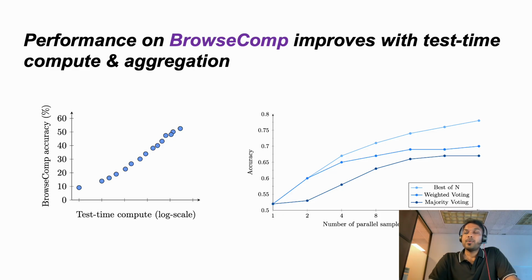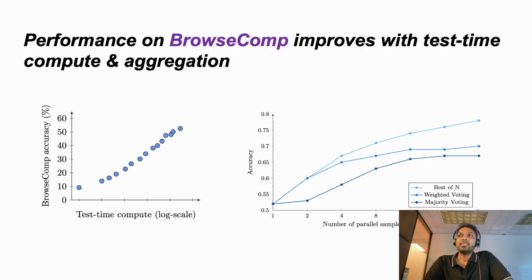The authors also found that performance scales with respect to the amount of compute used. As you increase test time compute, or the number of thinking tokens during inference time, performance increases almost linearly. Oh, sorry, it's a log scale. So it does improve with an increasing number of tokens.